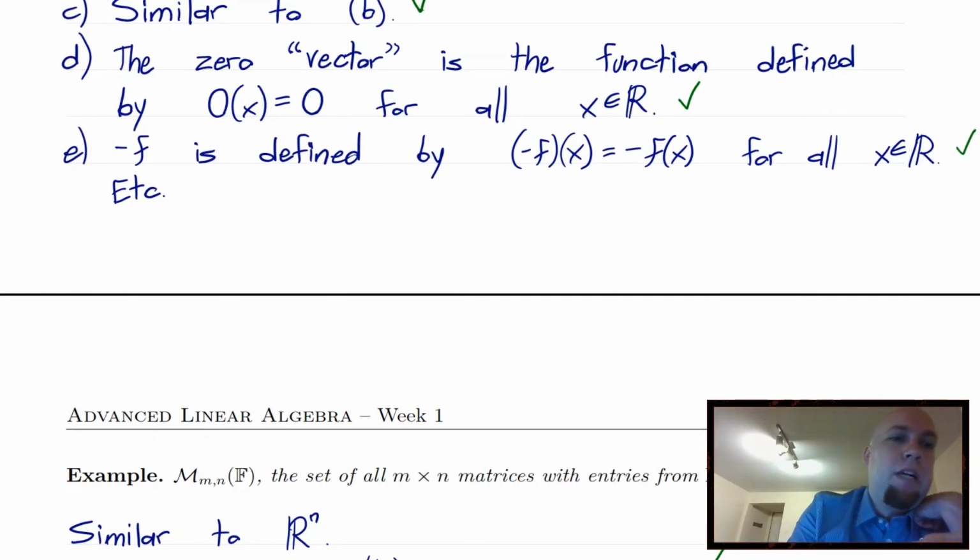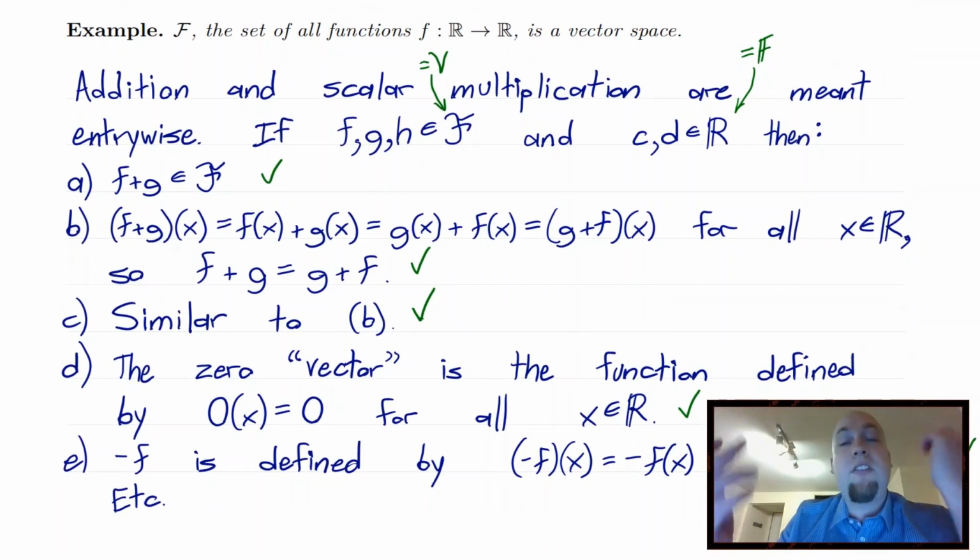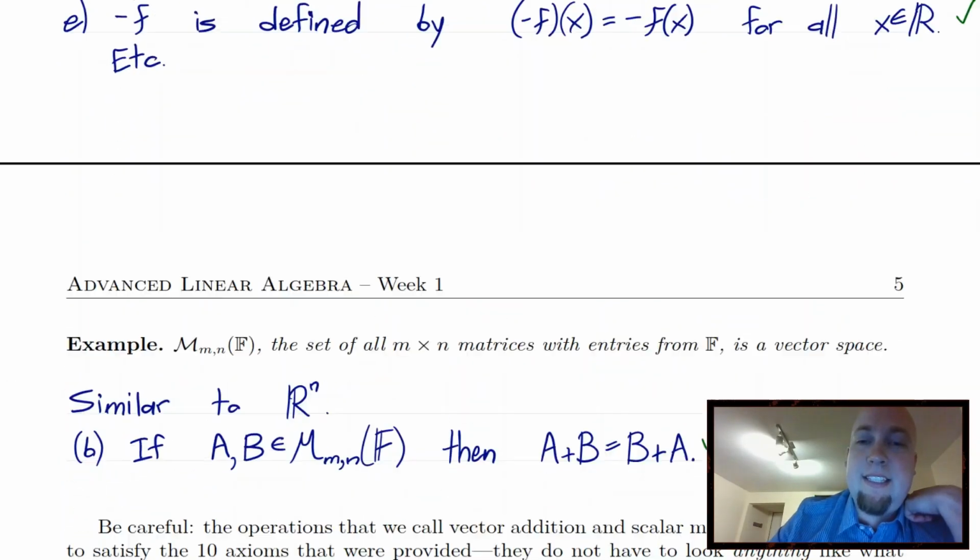So properties A through E all hold, and then again, properties F through J, try them on your own, nothing surprising with them. If you take a function and multiply it by a scalar, it's still a function, and so on, okay? So all those properties, they hold as well. All right, so that's our first, sort of our first non-trivial example of a vector space, the set of real valued functions.